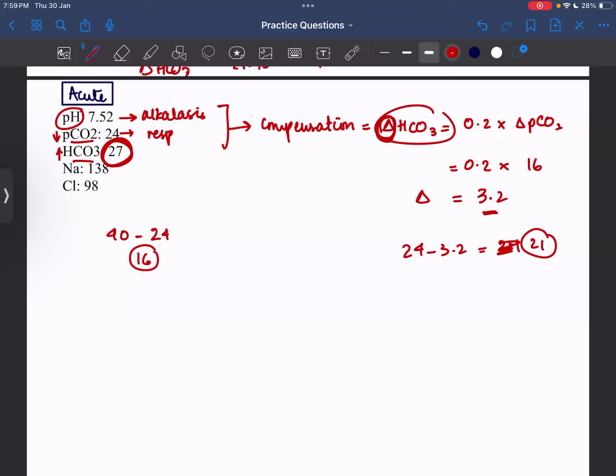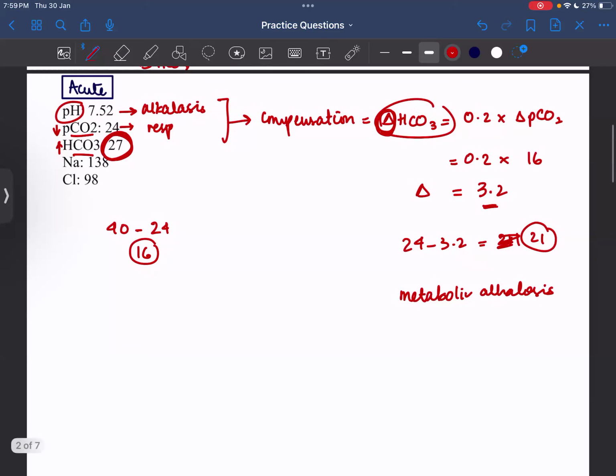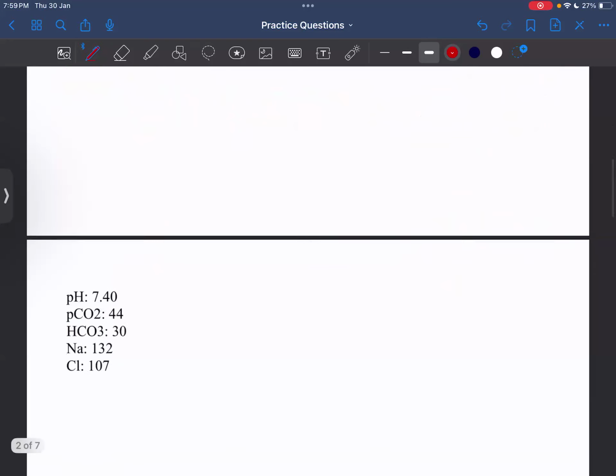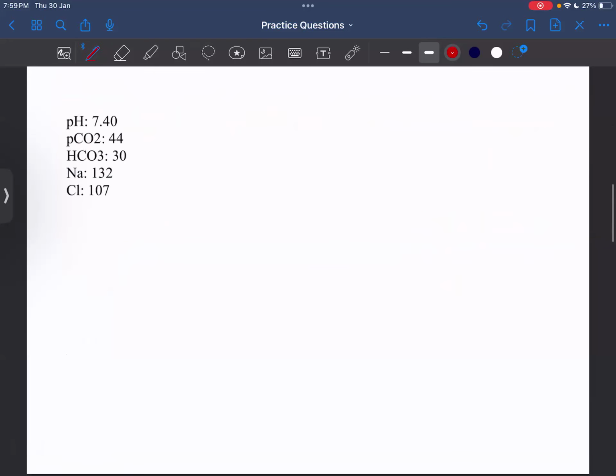So not only do we have respiratory alkalosis, we're also going to have concomitant metabolic alkalosis. Okay, so this is respiratory alkalosis with metabolic alkalosis, and acute in this case. Yep, that's pretty much it. Let's move on to the next question.